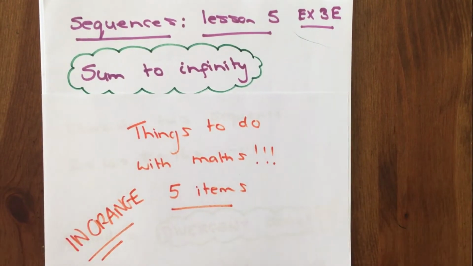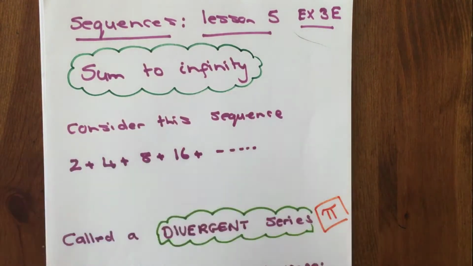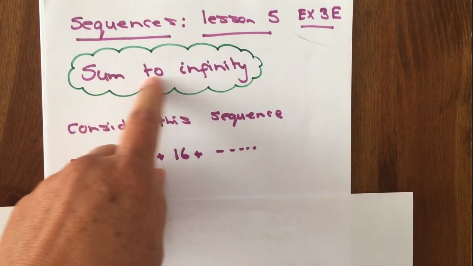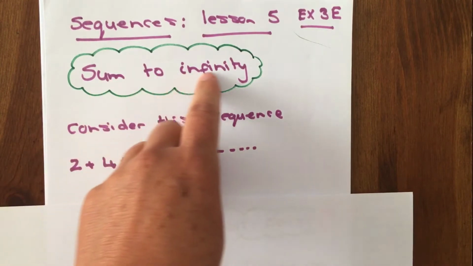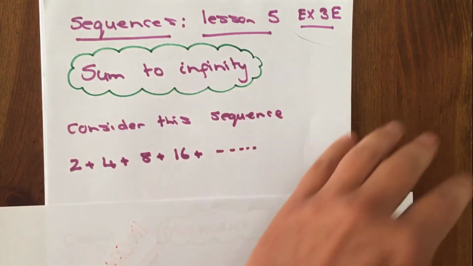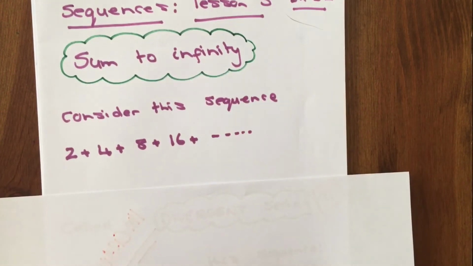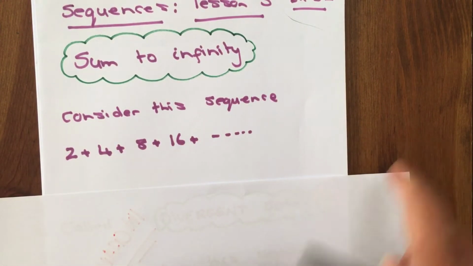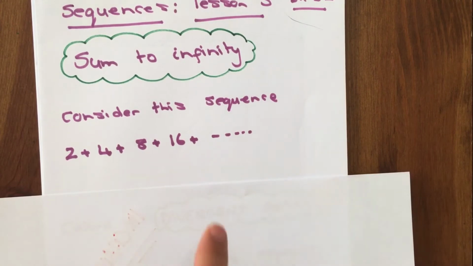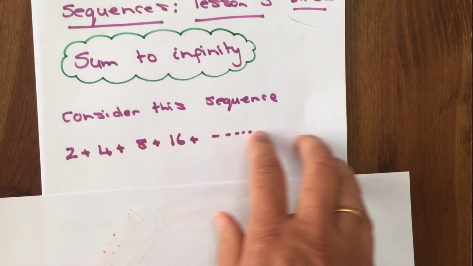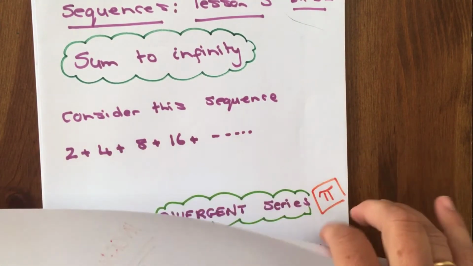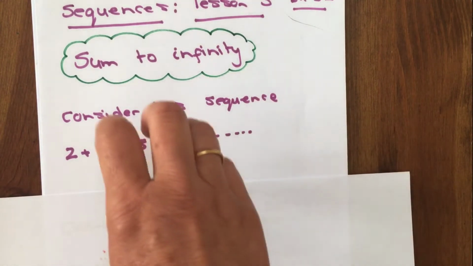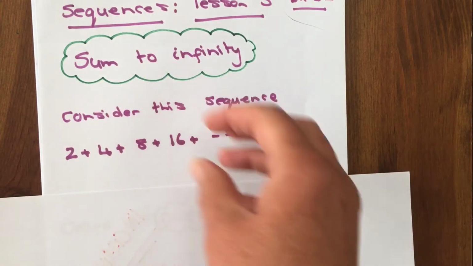Okay, right, consider this sequence. So, sum to infinity: adding up until we get to the biggest term you could ever think of. We know this sequence will go on and on. So what is happening to the numbers? The numbers are getting bigger and bigger. So if we were to add up all the values, the sum will just get bigger and bigger.